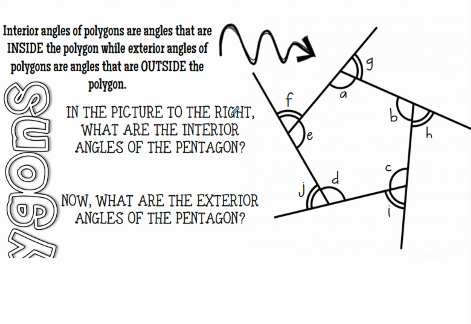So here it says in the picture to the right, what are the interior angles of the pentagon? Pentagon means 5 sides. So A, B, C, D, E are the interior angles. And then the exterior ones are F, G, H, I, J.